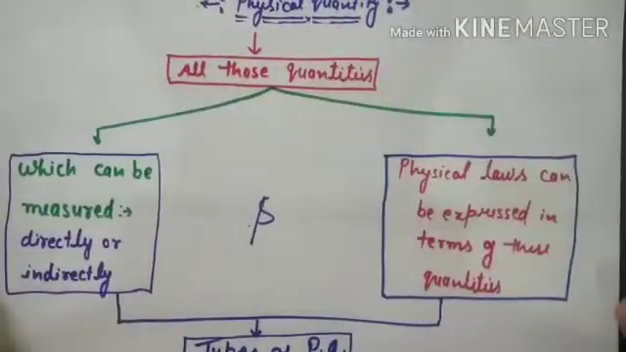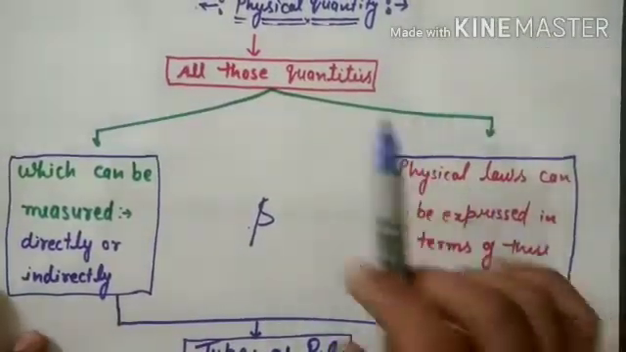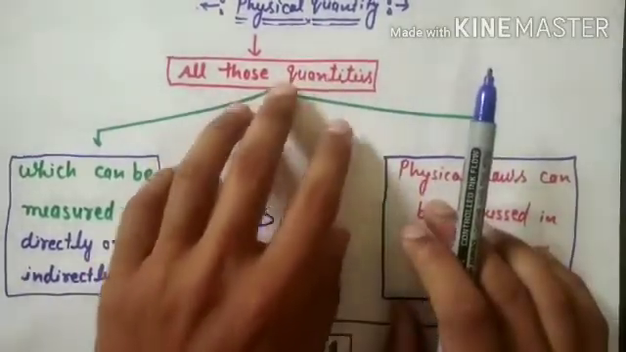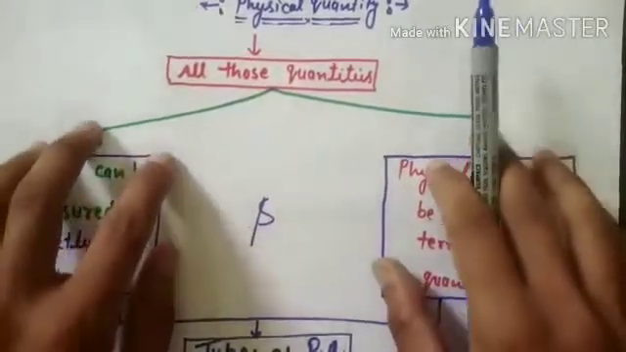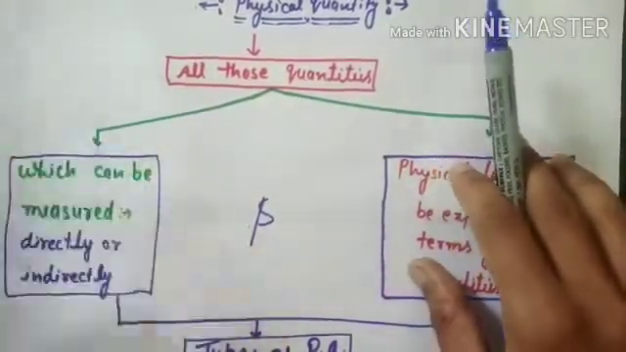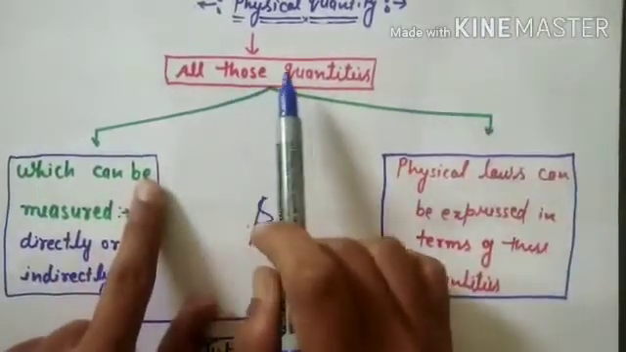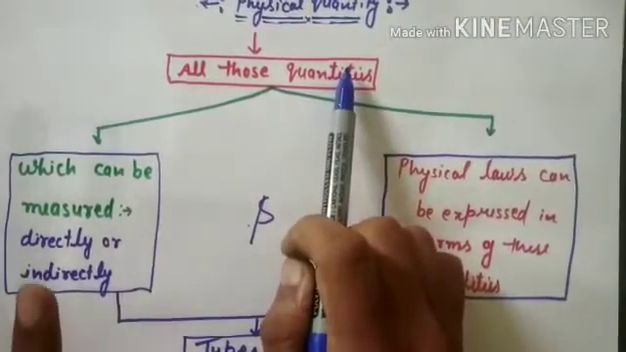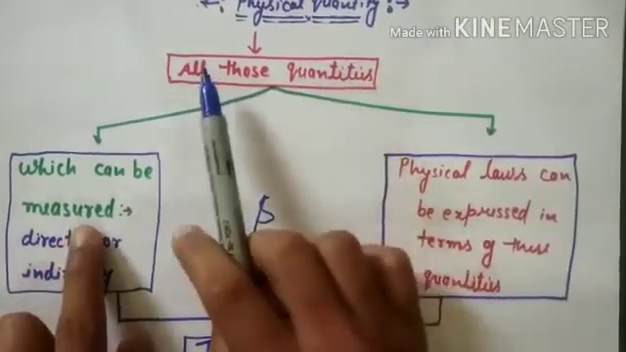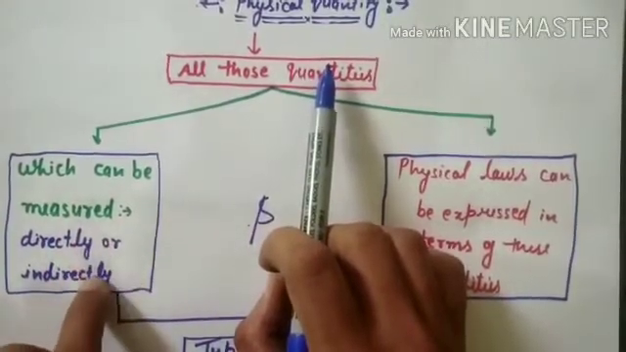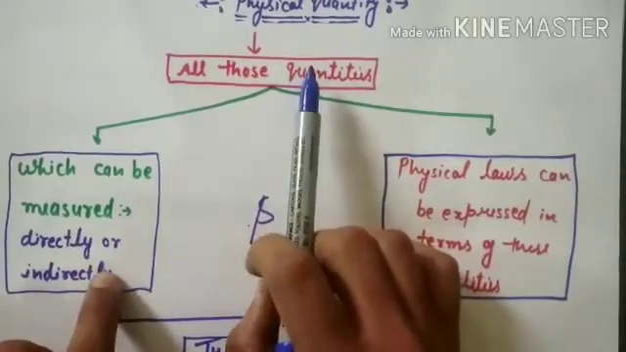So here we have a definition of physical quantity. What do you understand by physical quantity? I have classified the total definition into two categories, so two individual definitions we have to learn. First, all those quantities which can be measured. You are able to measure those quantities, directly or indirectly. By any process you can measure these quantities, okay?